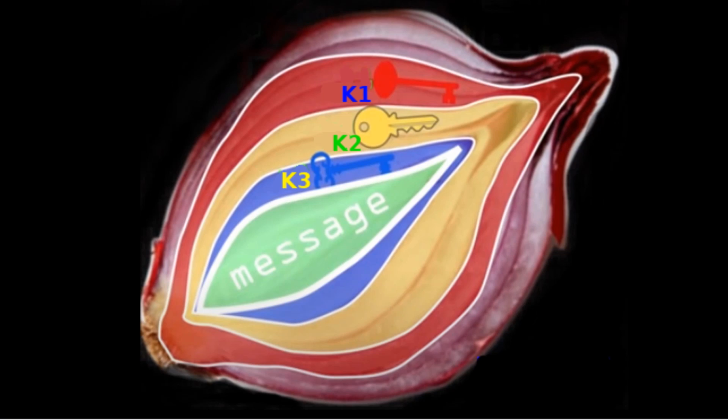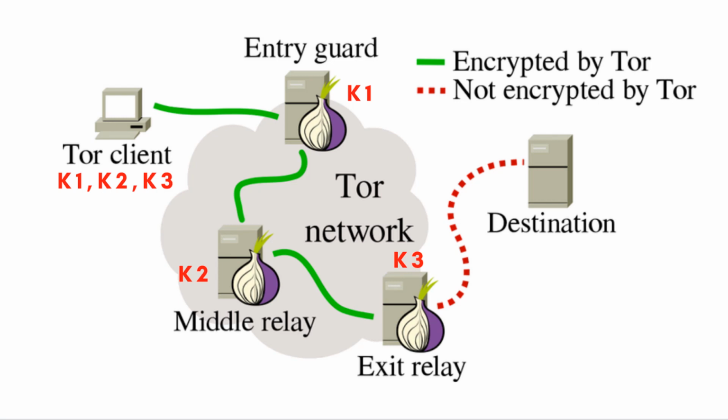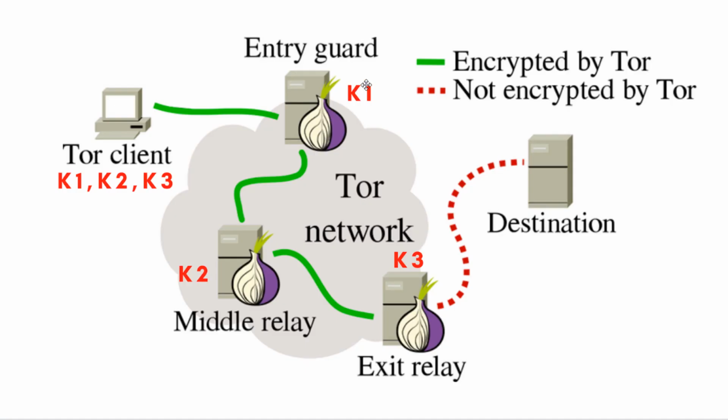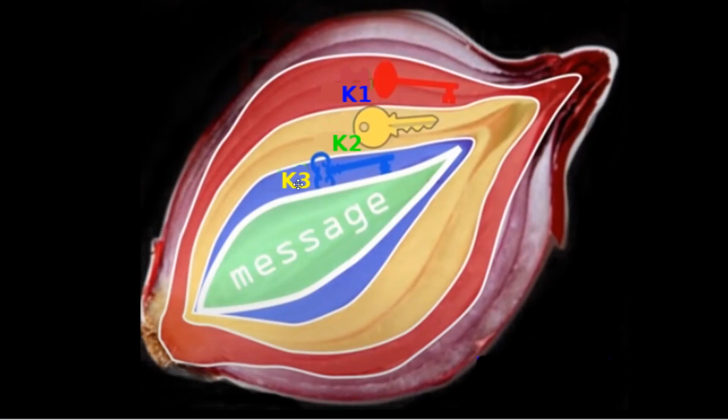Let's see what that means. When the message leaves the Tor client, it has been encrypted 3 times. The outer layer is encrypted with K1, and that means that the first relay, the guard relay, can unlock the first layer of encryption because it has the key. The guard relay has the key named K1. Note that the guard relay cannot read the message because it's still encrypted twice, with K2 and K3. It's complete gibberish for it.